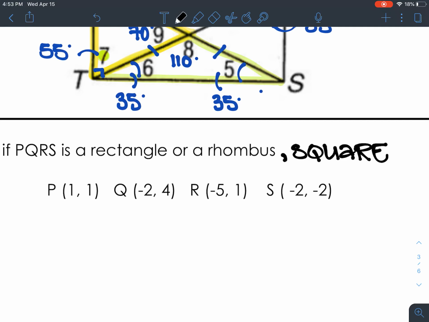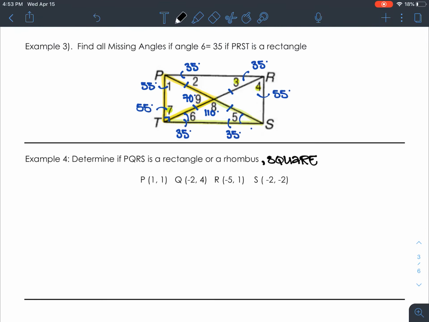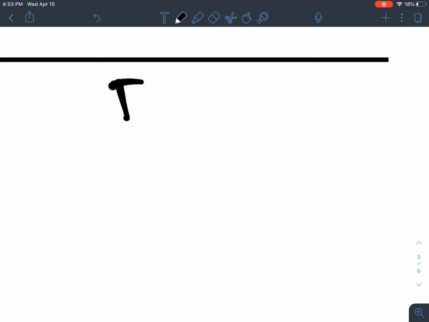What I've had students do in the past is find the slope of all four sides. The significance of that is to determine if you have any perpendicular lines, so opposite reciprocals, to show that it's a rectangle. I've also had the students find the distance of all four lines to see if all four sides are congruent, which would make it a rhombus. Both of those I think are kind of a lot of work to do. So what I actually want to talk about is the diagonals.